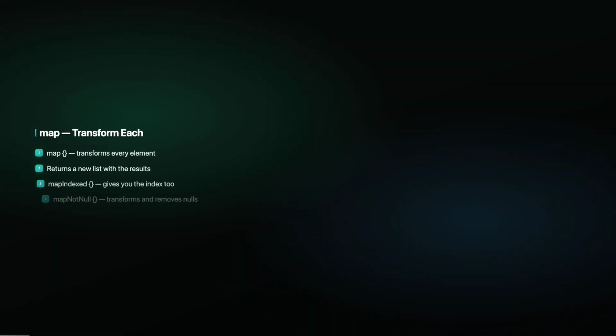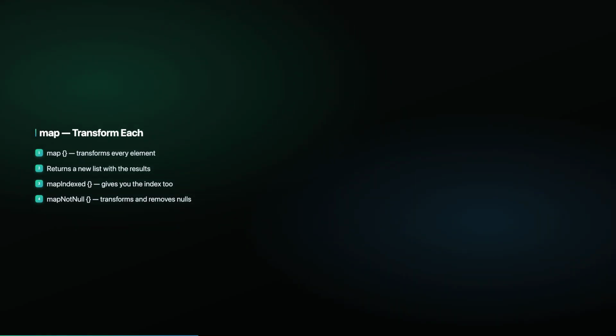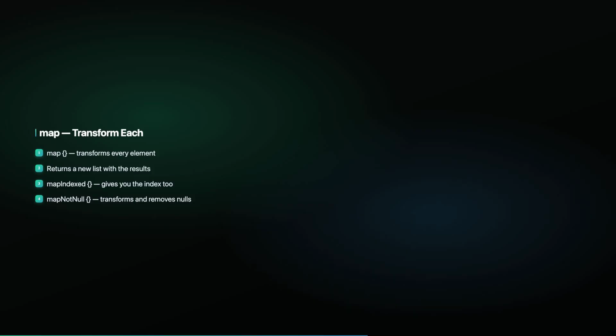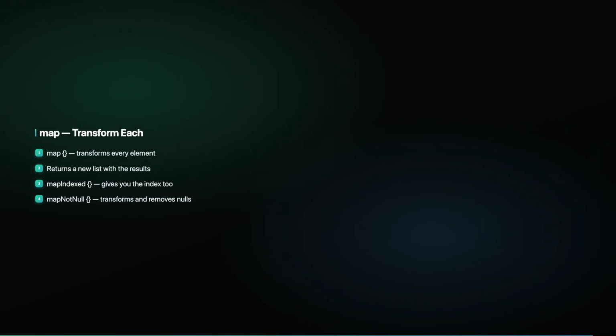The map function transforms every element in a collection and returns a new list with the results. You can double numbers, square them, capitalize strings, or do any transformation you want. mapNotNull is a powerful variant that transforms elements and automatically removes any null results from the output.